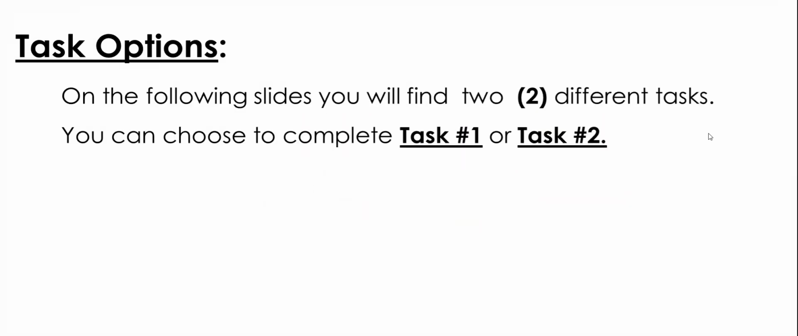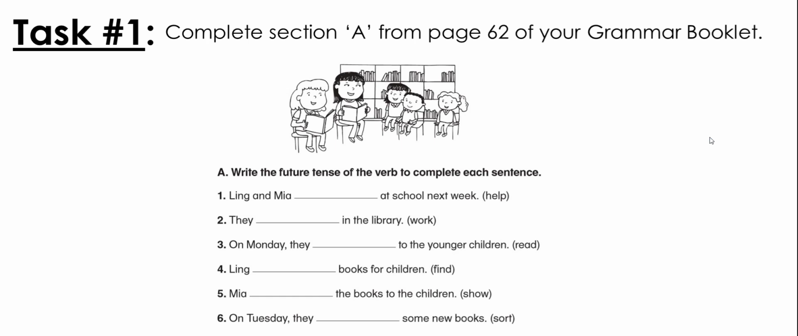On the following slides, you will find two different tasks. Choose to complete task number 1 or task number 2. The first task is to complete the section A from page 62 of your grammar booklet. What you need to do is you have to write the future tense of the verb to complete each sentence. So look at the verb here between the brackets and add the word will. So Ling and Mia will help at school next week. That's what you have to do with all of them. I'm gonna help you with the first one.